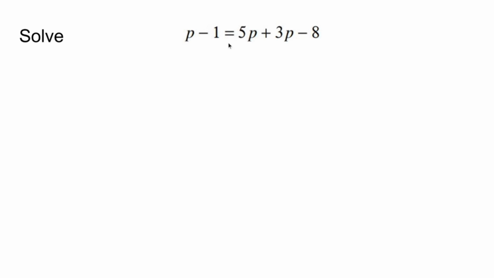So this is what you're going to want to do: if you see like terms on any side of the equal sign, combine them. If you look at the left, I have a p and a -1. They don't combine. But if you look on the right, I have a 5p and a 3p on the same side. 5p's plus 3p's is 8p's. Okay, drop down the p -1 equals 8p is there, drop down the -8.